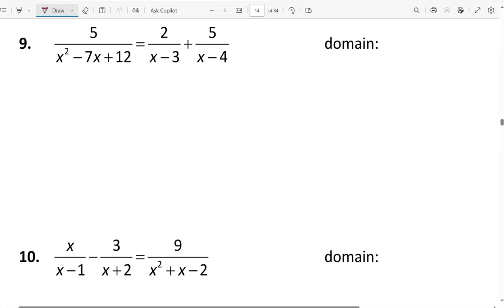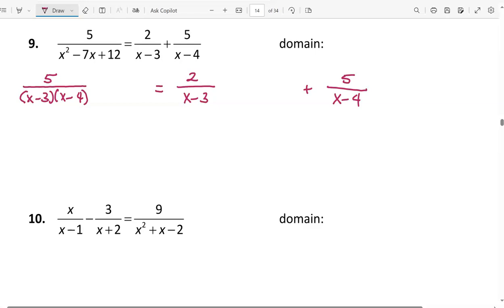In number 9, we'll start by factoring each of the denominators and observing that each denominator is equal to 0 if x is either 3 or 4. So the domain for this equation is that x may not be either 3 or 4.